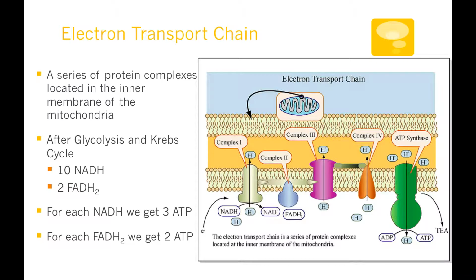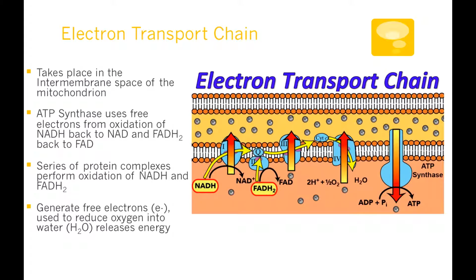Now, as you can see, we've got this diagram over here. We've got complex 1, 2, 3, and 4, and the electron transport chain takes place in the inner membrane of the mitochondria. Remember that the mitochondria has two membranes: its outer membrane and its inner membrane. The intermembrane space is between the outer and the inner membrane.